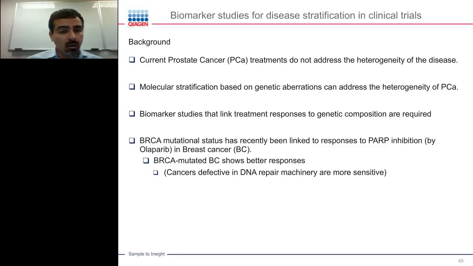Now, just to give you some background, it is known that current prostate cancer treatments do not address the heterogeneity of the disease. So it is known that prostate cancer is a very heterogeneous cancer that has, you can call them different subtypes of cancer within that same family of prostate cancer. And that molecular stratification based on genetic aberrations can address the heterogeneity of prostate cancer. So instead of looking at prostate cancer as just one big disease, the idea here is to use molecular stratification to try to define those little subsets of prostate cancer and treat them differently.